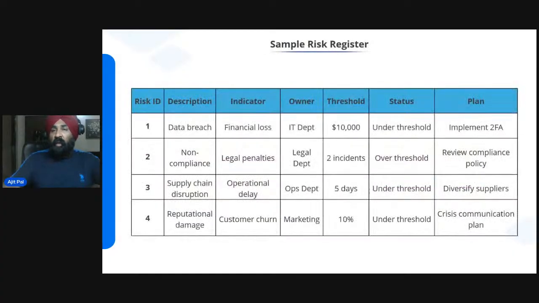So you can see this is a very simple example of your risk register. Data breach, you see the risk ID is given, data breach, financial loss. Owner is IT department. This is wrong. Owner should be a role rather than a department. How can you make a whole department responsible for it? No. Threshold, it's under, and you can have a plan to implement two-factor authentication.